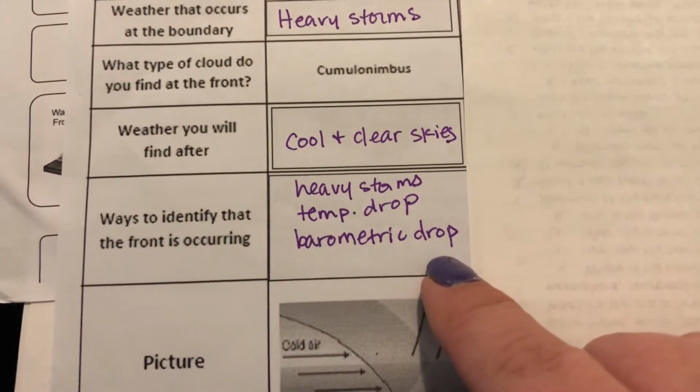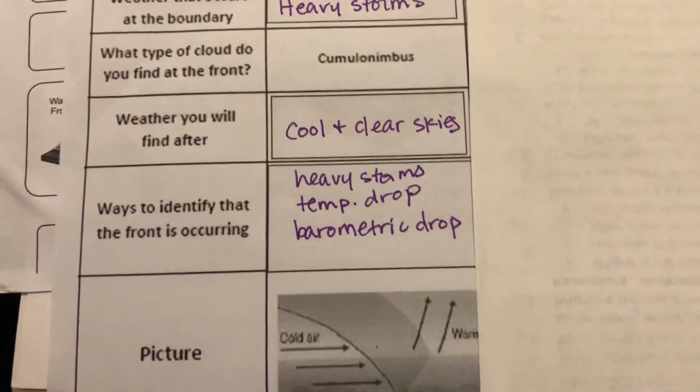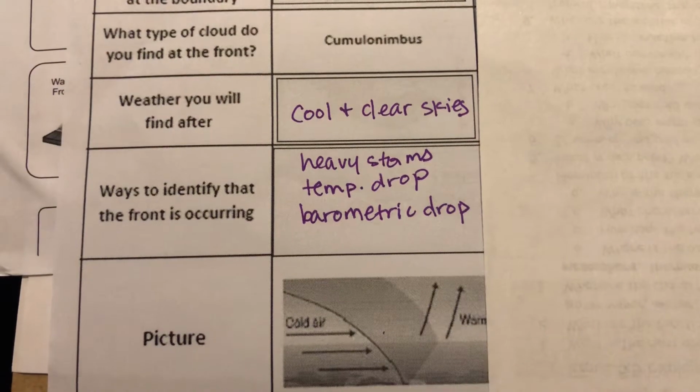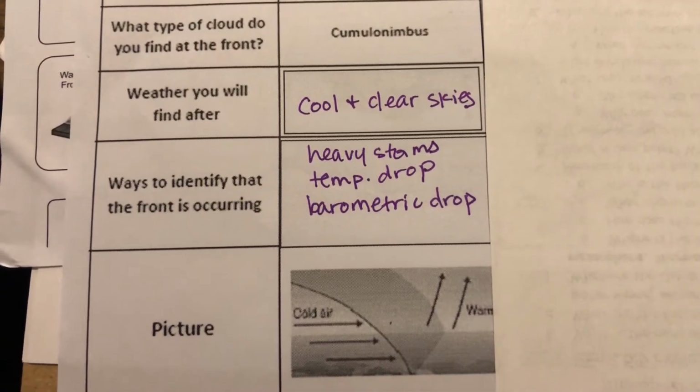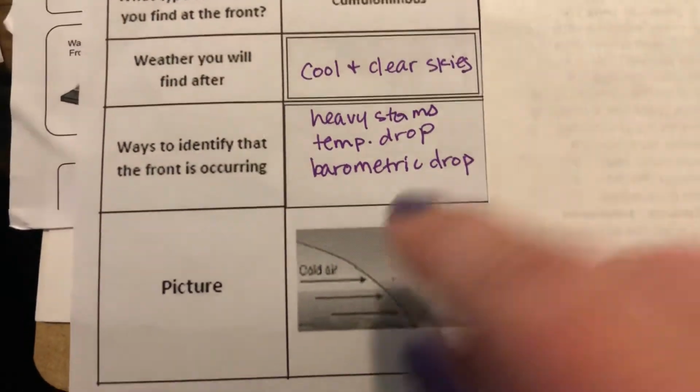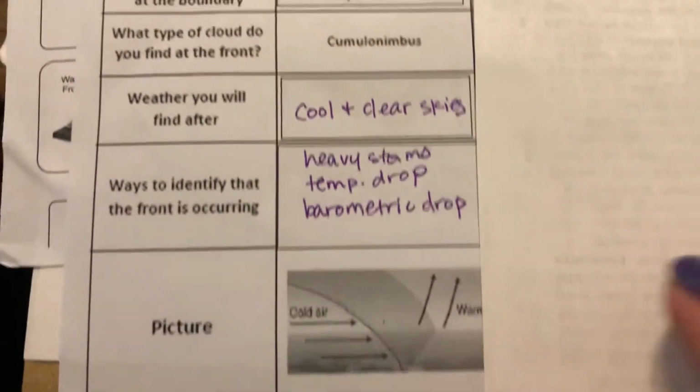I always knew when it was time in the winter for snow to watch the news, and if I saw the barometric pressure drop, I knew that we were going to have a good snowstorm and probably get out of school. This is what a cold front looks like again, just like I just showed you.